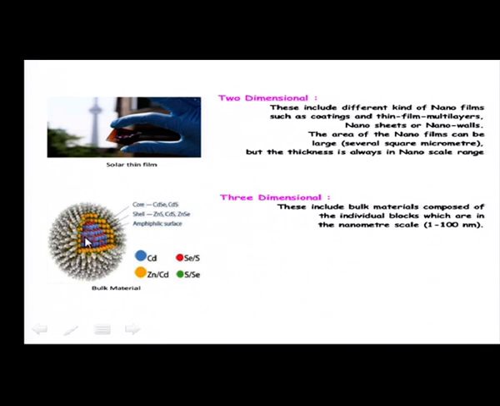Since it is of 3 dimensions, you have length, breadth and height, that is, you have a core, shell and an amphiphilic surface. In the core you have cadmium selenide or cadmium sulfide. In the shell you have zinc sulfide, cadmium selenide, zinc selenide or cadmium sulfide, and there is a surface known as the amphiphilic surface, and these include bulk materials composed of individual blocks which are in the nanometer scale of 1 to 100 nanometers.